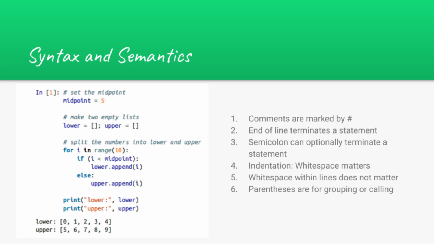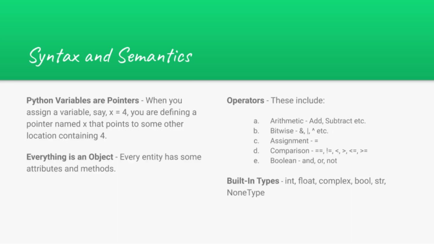Also, notice the absence of curly braces. Python uses indentation for scoping. Therefore, the white spaces you use matter. You can also still use normal parentheses for grouping or calling. Let's move on to some more details. Python variables you declare are actually pointers. X is equal to 4 points to a location that contains 4. Also, everything is an object in Python. That implies every number, every variable has some attributes and some methods.